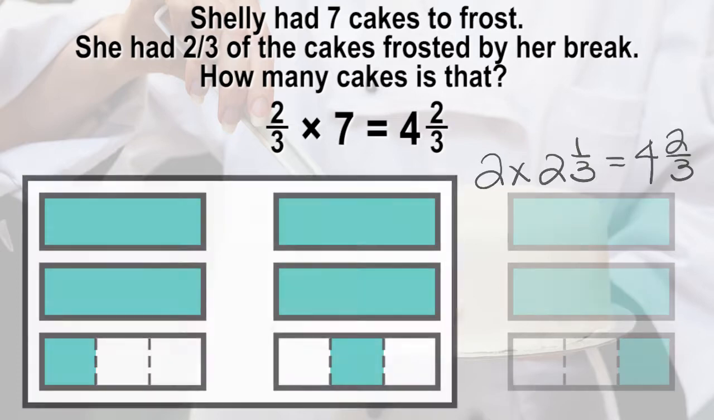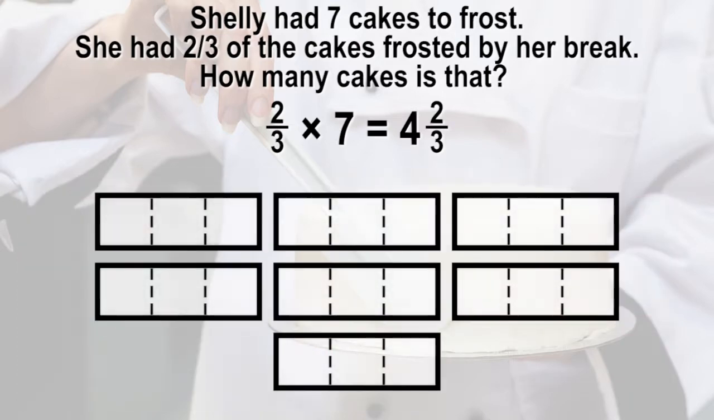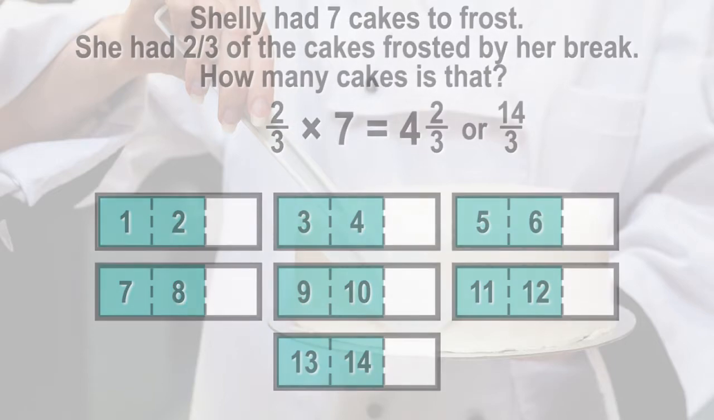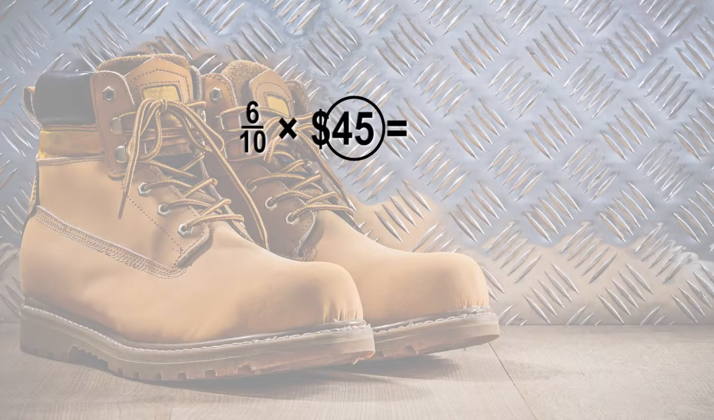Another way to model this problem would be to divide each cake into thirds and shade 2/3 of each cake. By counting the 1/3 pieces, students can see that 2/3 of 7 cakes is 14/3, or 4 2/3 cakes. Here is another problem in which the whole number will not divide evenly by the denominator.